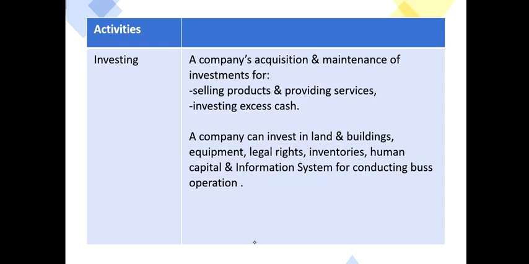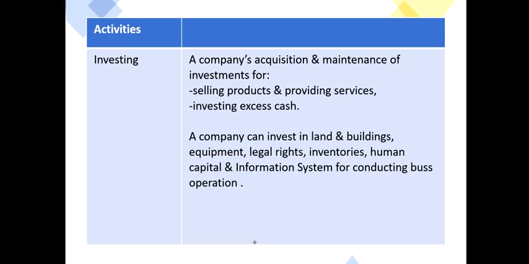Okay, a company can invest in land and buildings, equipment, legal rights, inventories, human capital, and information system for conducting business operation. Okay, contoh macam kita pun kita boleh buat investment kan. Kita ada ASB, kita ada saham, unit trust, okay. So of course kita invest pun untuk dapat excess of cash. Sama juga dengan company. Company invest dalam pembelian tanah. Pembelian tanah tu untuk apa? Untuk digunakan untuk pemasaran dia.